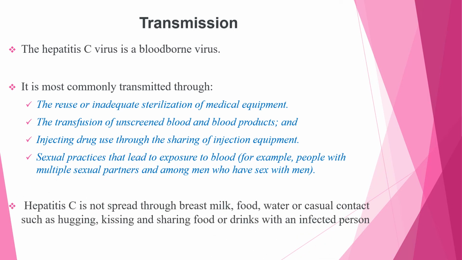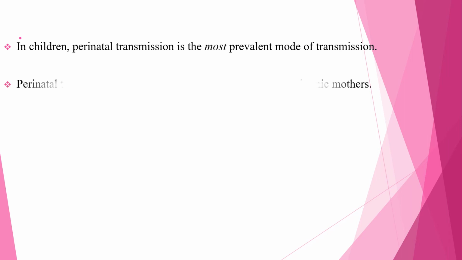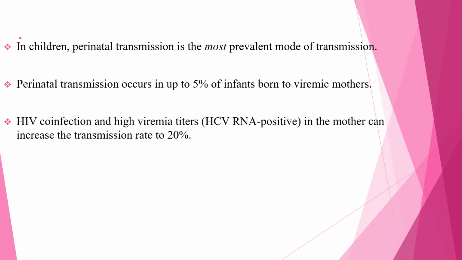Hepatitis C is not spread through breast milk, food, water, or casual contact such as hugging, kissing, sharing food, or drinking with an infected person. In children, perinatal transmission is the most prevalent mode of transmission, and it occurs in up to 5% of infants born to viremic mothers. HIV co-infection and high viremic titers in the mother can increase the transmission rate to 20%. And the incubation period of this virus is around 7 weeks.